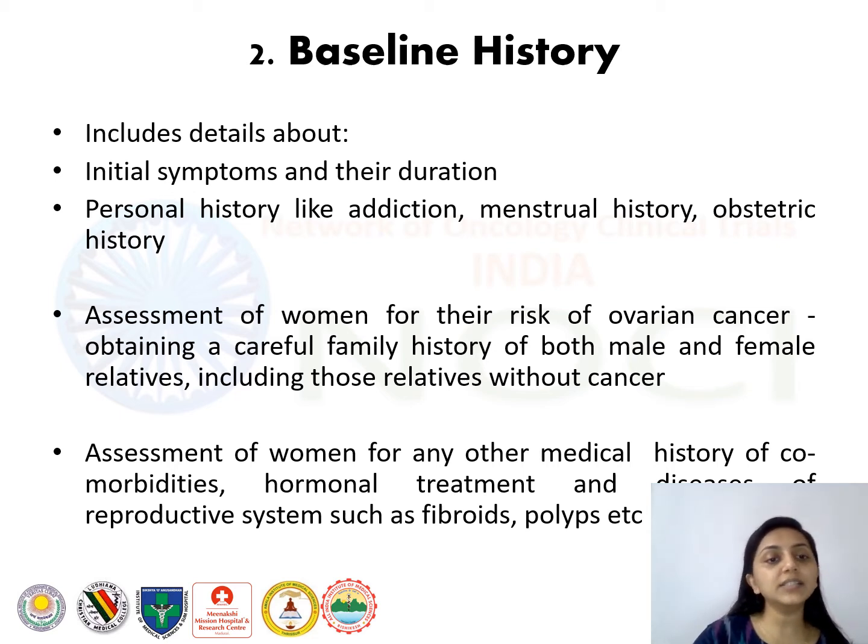Other details include personal history like addiction to smoking, alcohol, their menstrual history, if their cycles have been regular, their age of attaining menarche, their obstetric history, if there's any history of abortion in the family, etc.